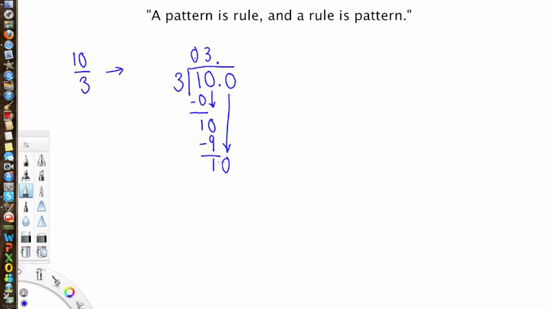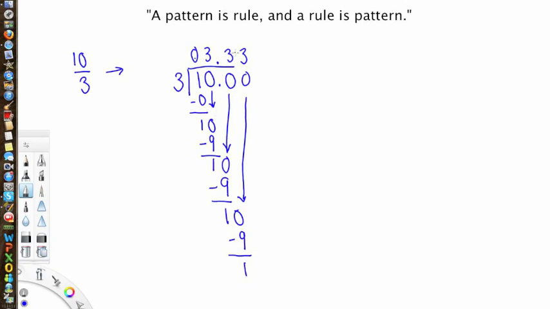3 goes into 10 3 times. 3 times 3 is 9. We subtract, we get 1. And I think you can see what's going to happen here. We can put another 0 here, bring it down. 3 goes into 10 3 times. 3 times 3 is 9. What happens here is we have a repeating pattern. It just keeps on going on and on.